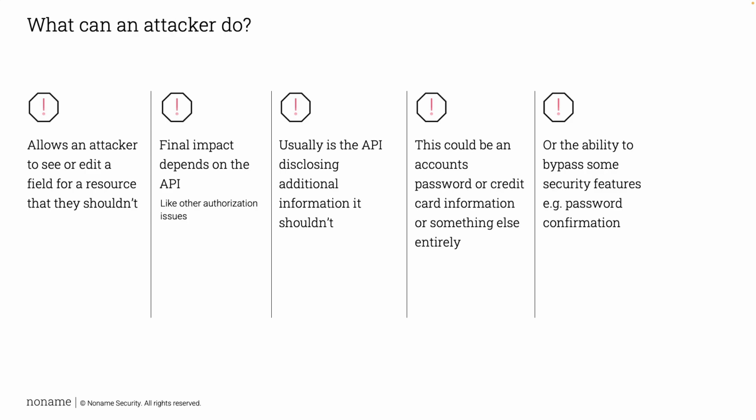So what can an attacker do with this? It essentially allows an attacker to see or edit a field for a resource that they shouldn't. The final impact depends on the API. Like other authorization issues, it depends what you can do with it. The API is disclosing additional information that it shouldn't. It could be an account's password or credit card information, which is really severe, or it could be something else entirely. It could be a single property that maybe shouldn't be public, but actually being public, it's not going to break people's work. Or it could be the ability to bypass some security features, so things like password confirmations.